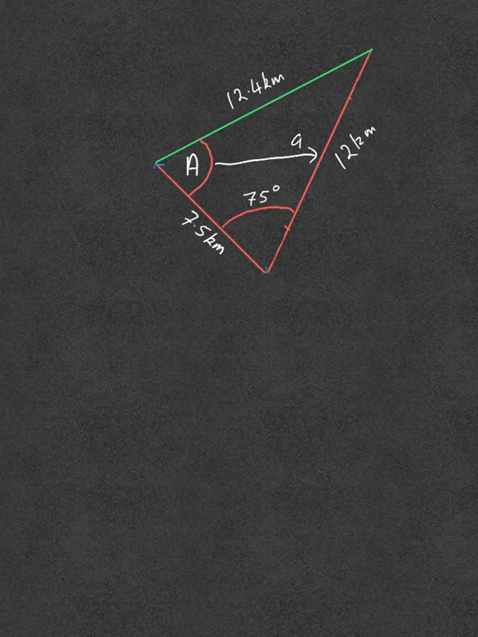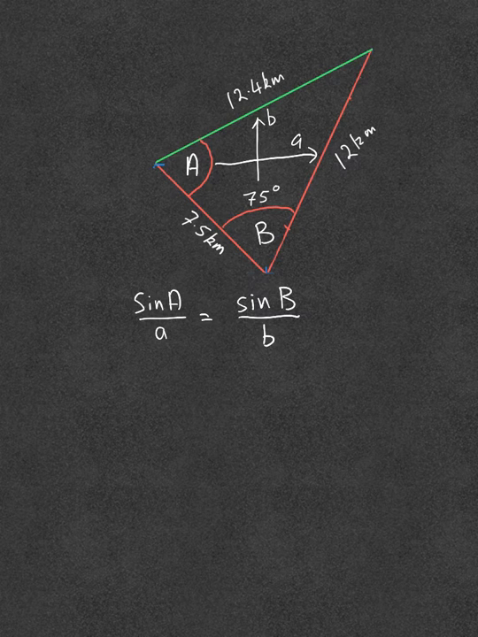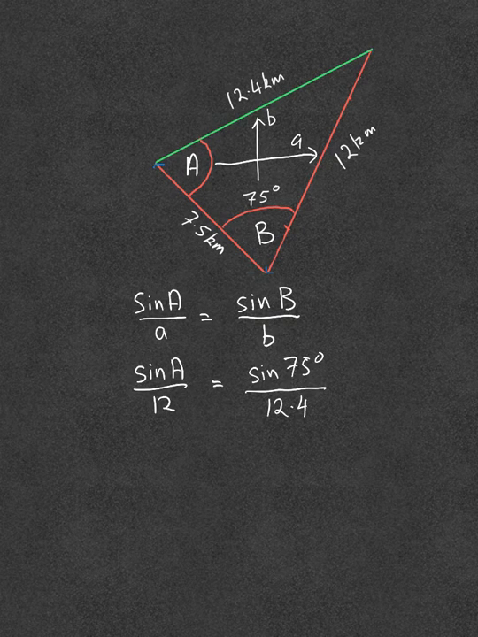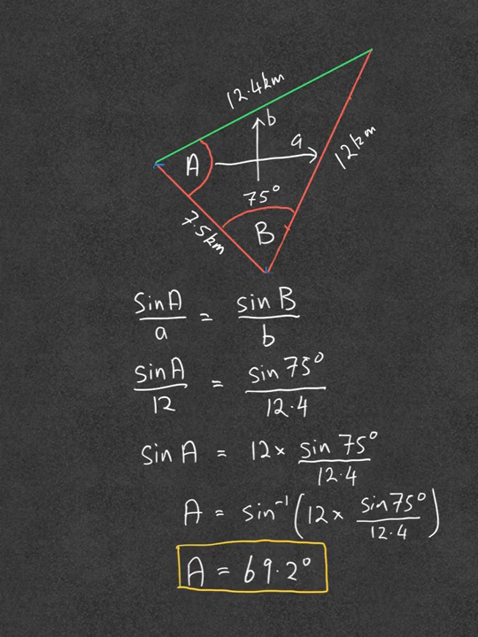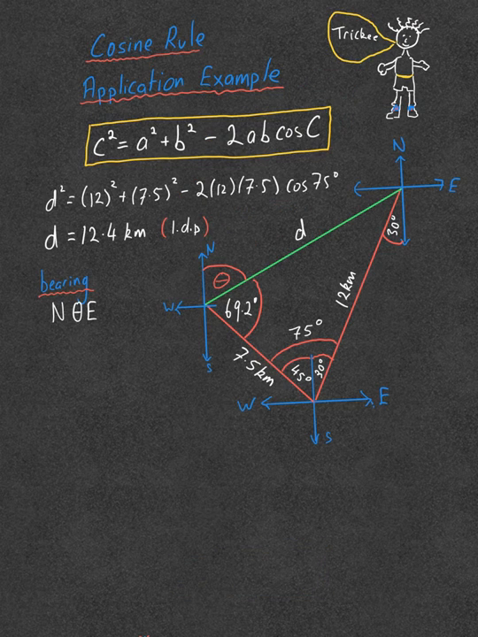There's angle A and side A, angle B and side B. Here's the sine rule, and substituting in, and now taking the inverse sine. Now this gives an answer of 69.2 degrees. Let's go back up to our original diagram to see how this helps determine the bearing. So here we're back at our problem. I've put in the 69.2 degrees we just found.